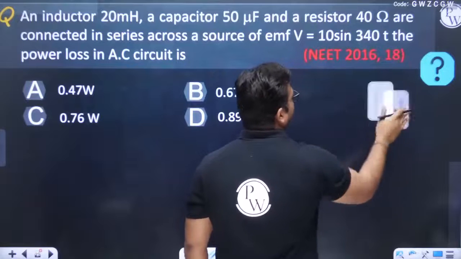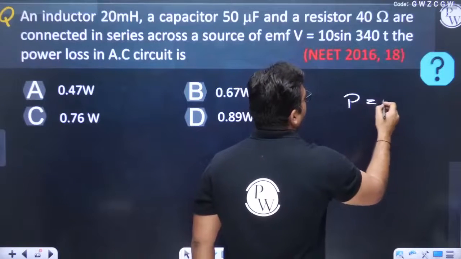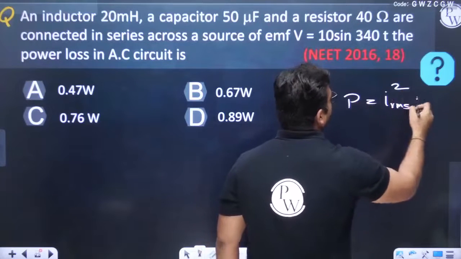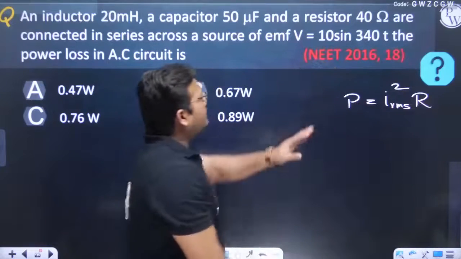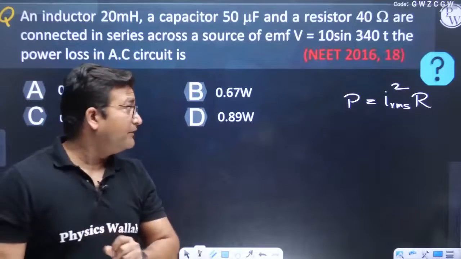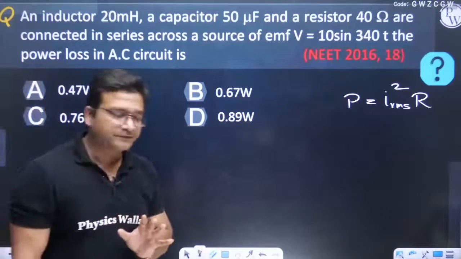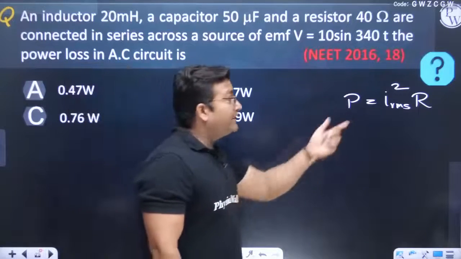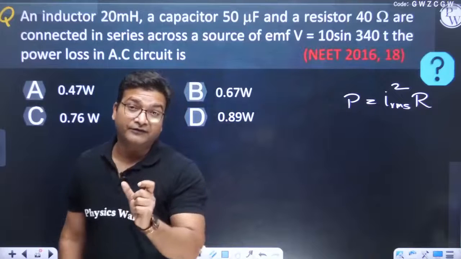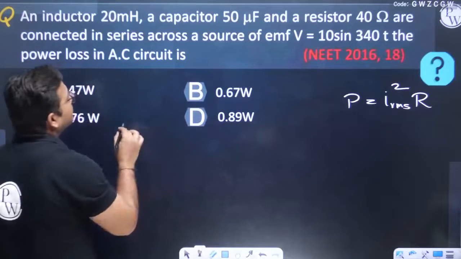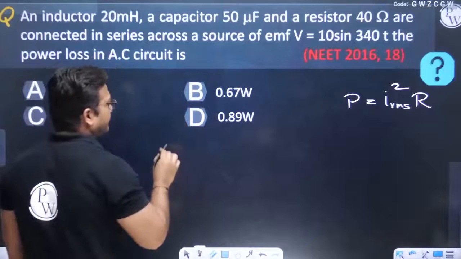Sorry, I RMS square, the effective value of current squared, times the resistance. So we know the resistance. If we know somehow the value of current, obviously the calculation of power is simple. Okay, so let us calculate. We have to calculate the effective value, that is the RMS value of current. Don't forget that. So first we will calculate the impedance.